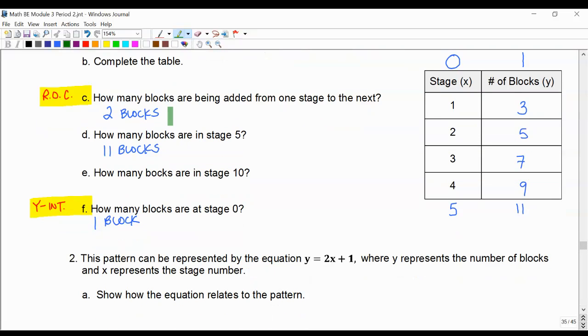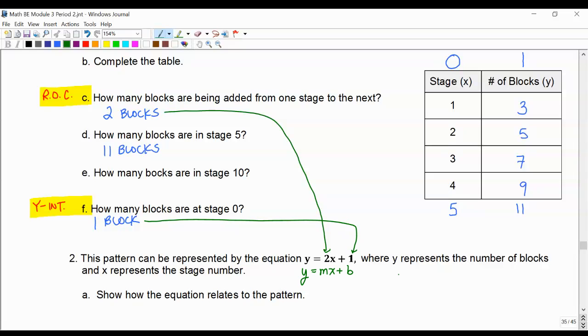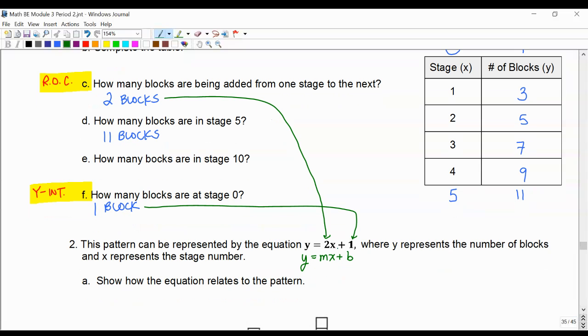These values, if we peek ahead, give us an equation, and our job is, by the end of this lesson, to build these equations. We notice that our rate of change goes in the m spot for y equals mx plus b, just like it did in the other lesson. And the y-intercept goes in for b. Now that we have our equation, we can answer part E.